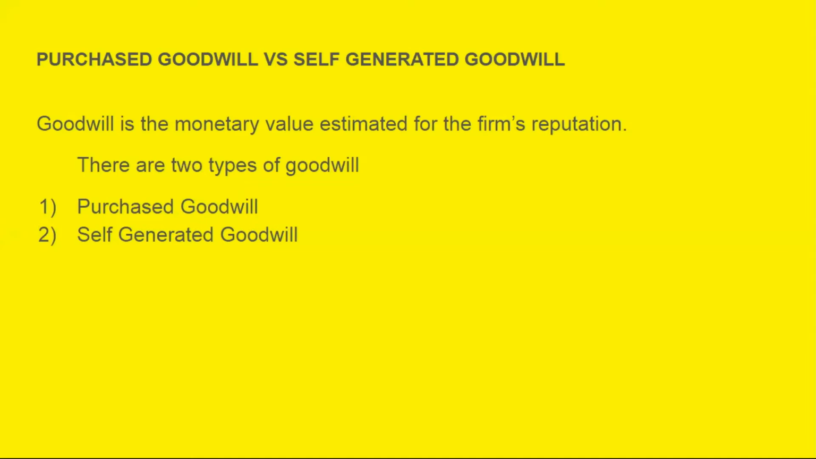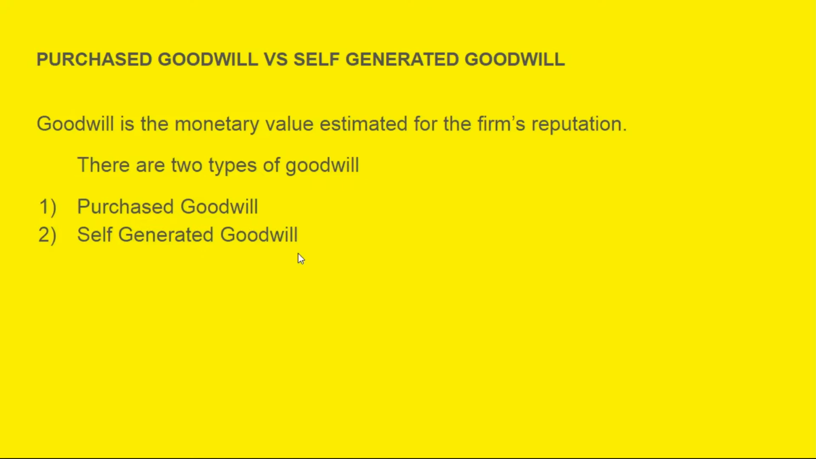Once again, the reminder: goodwill is the monetary value estimated for the firm's reputation. A firm has its own market image, so there is a higher profit if the firm has more market reputation. If that reputation is converted into monetary value, we call it the goodwill of the firm. The goodwill of the firm is assessed. There are two types of goodwill: purchased goodwill and self-generated goodwill.